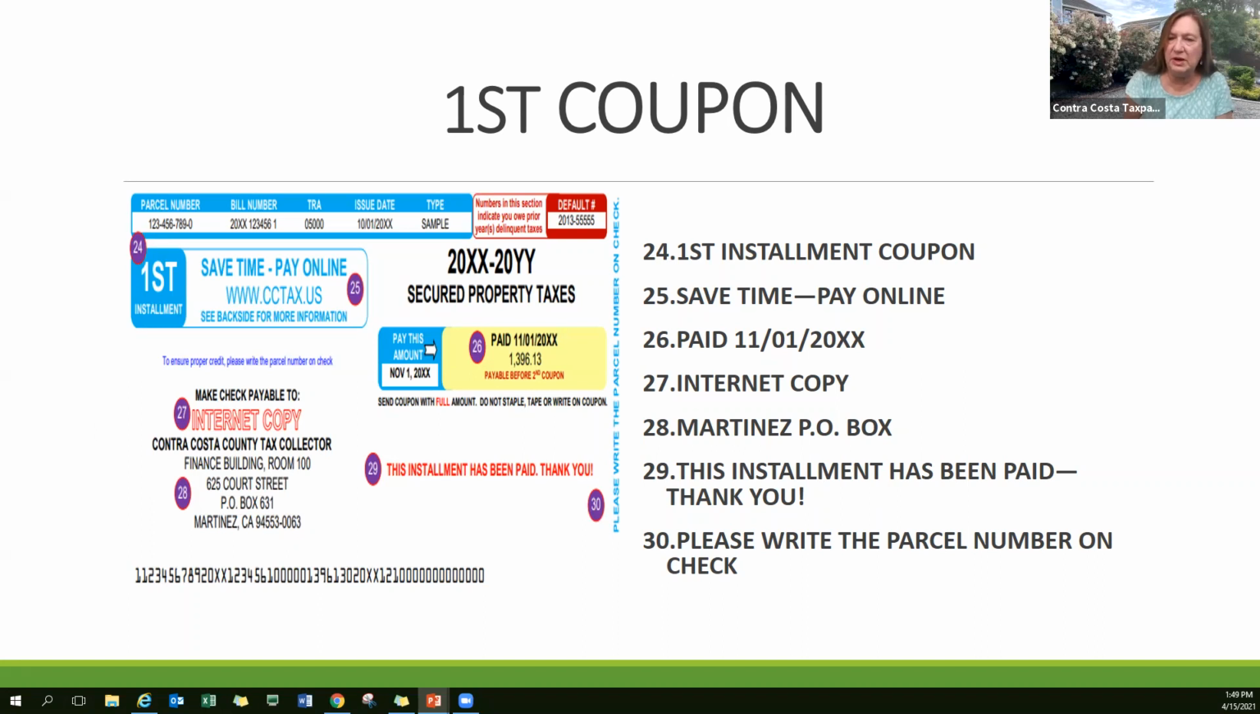Outside of a coronavirus year, what would be the normal procedure? Could you bring a check to the finance building or some other negotiable instrument? Yes. Okay, so it's just cash only because of coronavirus. Correct. Normally, yes, cash, checks, money orders, cashier's checks, credit cards, debit cards. Okay.